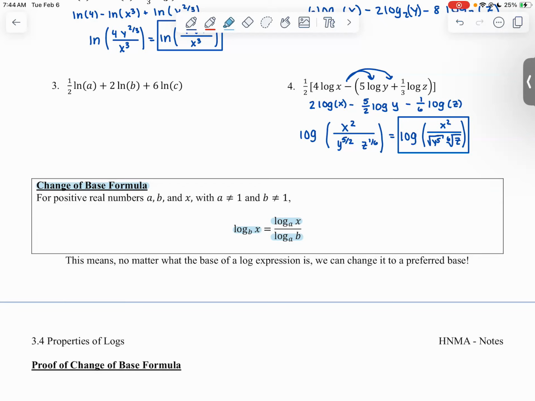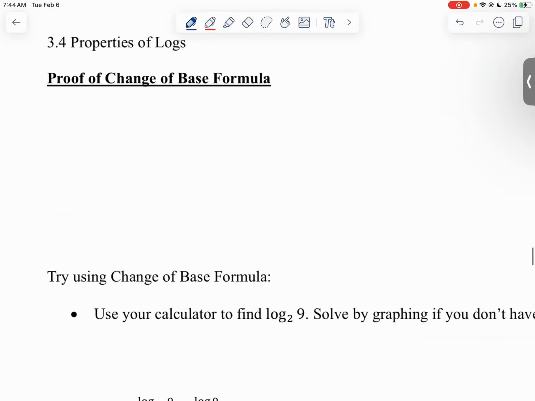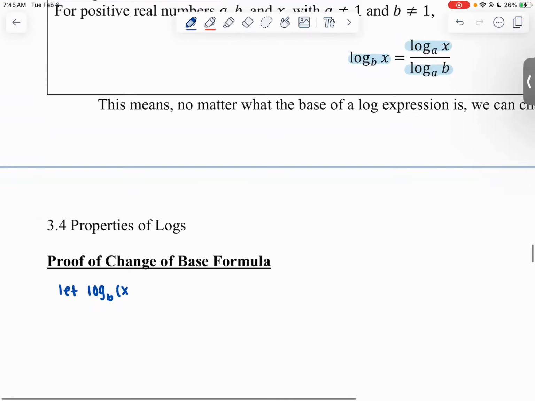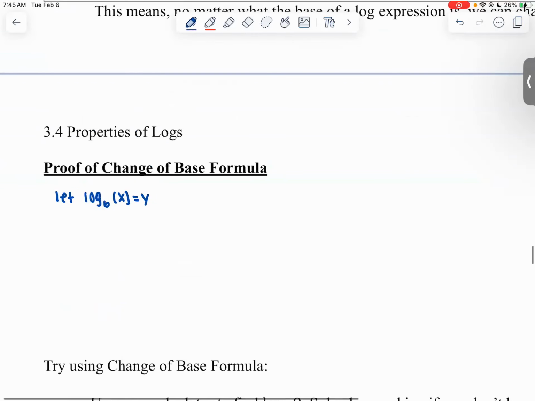We are going to take a look at the proof of this. It should be fairly straightforward, and then we'll get into the very last bit of this lesson. In order to prove this, we're going to start with the assumption that log base b of x equals some value y.